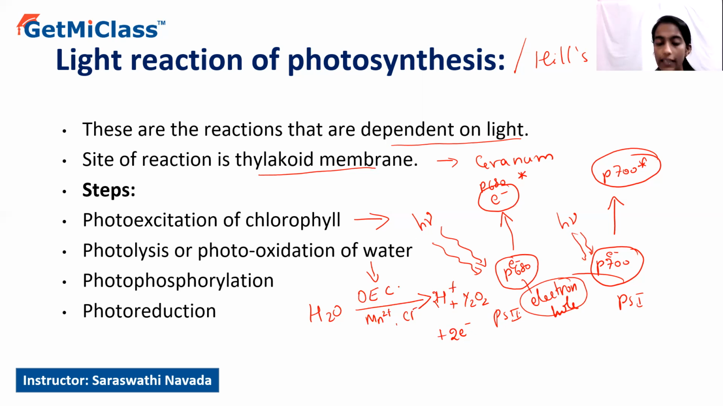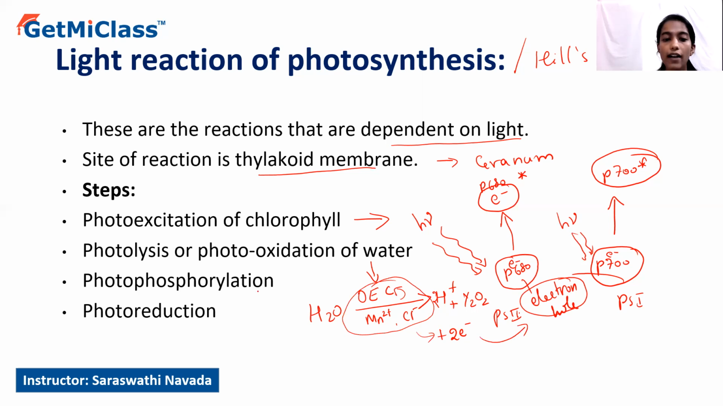This is catalyzed by the enzyme called the oxygen evolving complex, which has manganese as well as chloride ion as enzyme activators which catalyze this reaction. Manganese activates the enzyme complex, whereas chloride carries the electron in order to fill the electron hole over here. So that is regarding the photolysis or photooxidation of water.